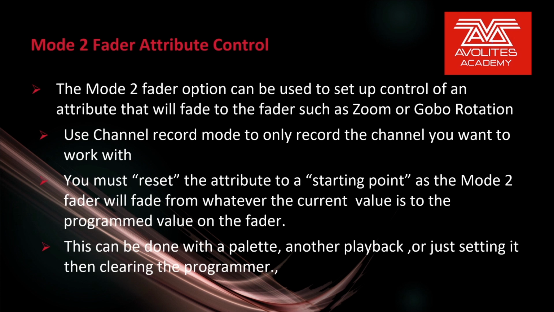The Mode 2 Fader option can be used to set control of an attribute that will fade to the fader, such as zoom or gobo rotation. Use channel record mode to only record the channel you want to work with.